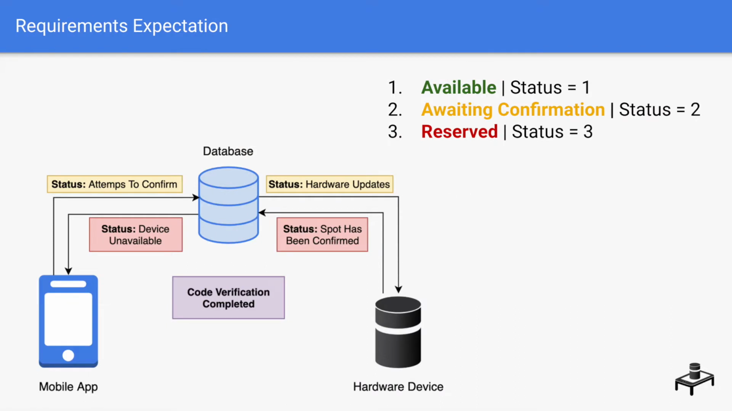The main field to observe will be status. When status is 1, it means the device is available and the color is green. When status is 2, the spot is momentarily reserved and awaiting confirmation. The color for this is yellow. Lastly, when status is 3, the spot is reserved and the color is now red, which is the final state of the reservation.